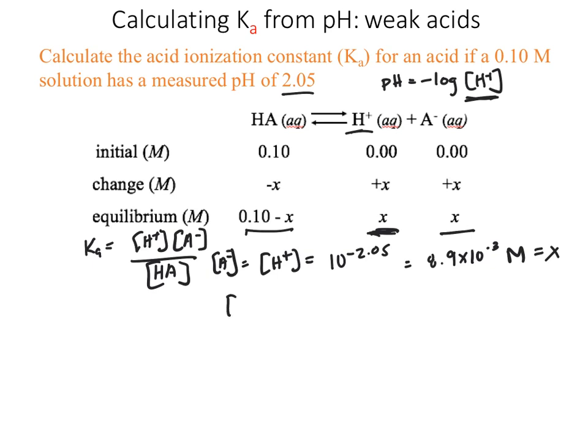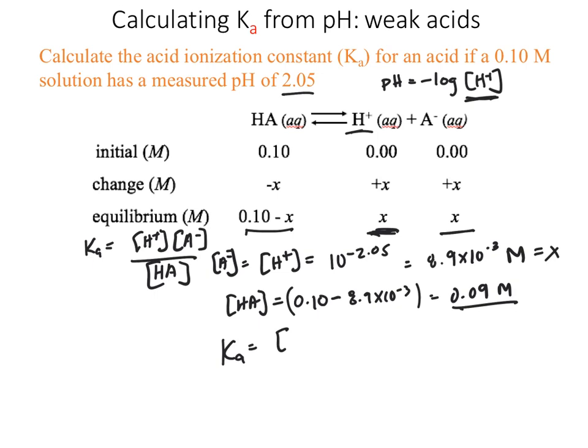Then to solve for the concentration of HA at equilibrium, I'm going to take my 0.10 and subtract out my 8.9 times 10 to the negative third. We'll plug that into our calculator, and we get 0.09 molar as our concentration for HA. Now we can plug all of these species into our equilibrium expression. It'll be 8.9 times 10 to the negative third times the concentration of 8.9 times 10 to the negative third for A minus.